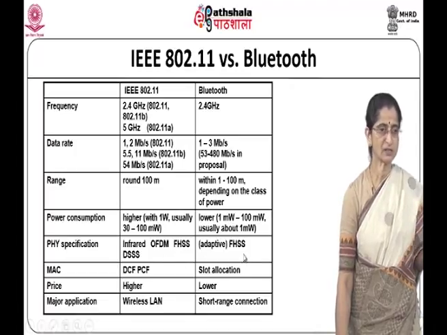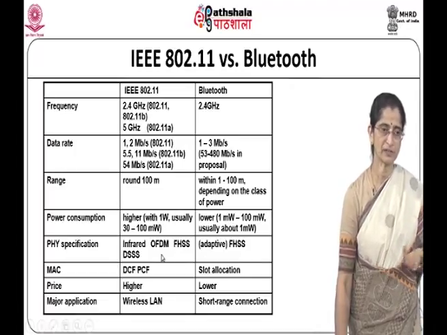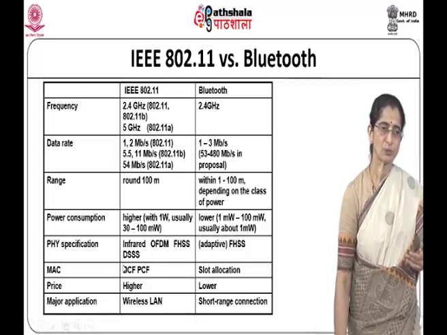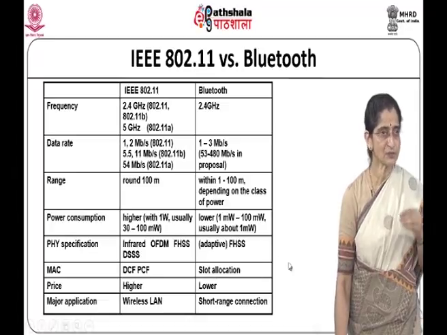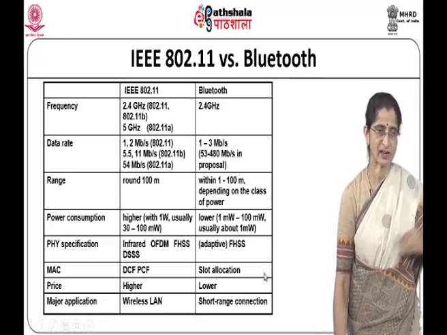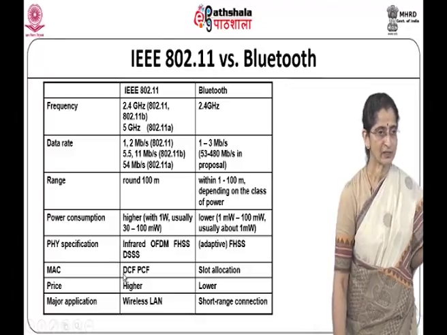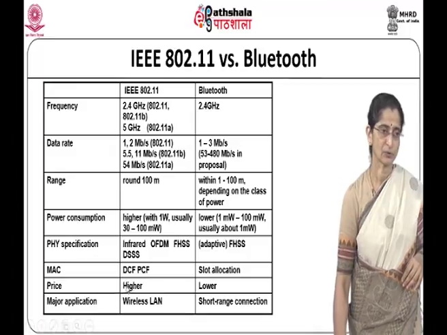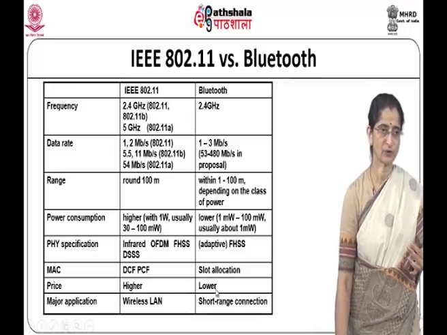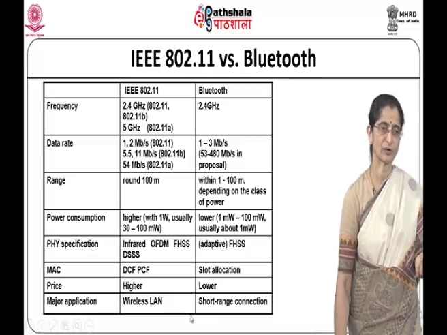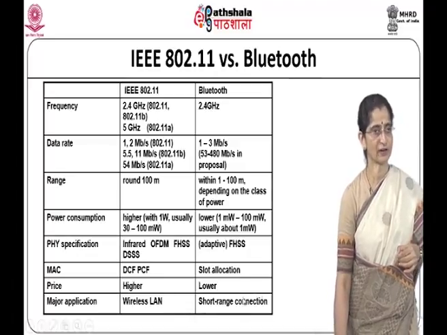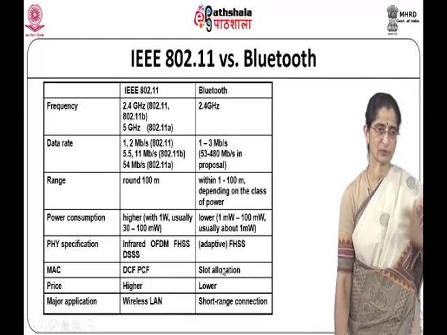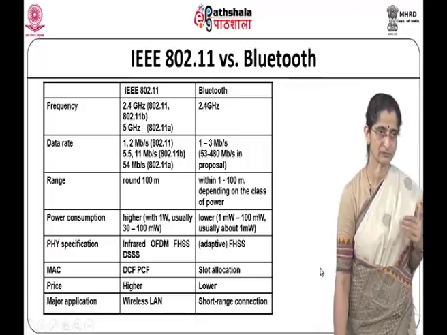And for physical specification, Bluetooth uses only frequency hopping, whereas 802.11 supports many other physical channels as well. The MAC in Bluetooth is done by means of slots. Slot allocation is a way to share the channel, whereas in 802.11 we have the DCF and PCF modes of sharing the channel. Price is of course lower for Bluetooth compared to 802.11, and application is mainly for short range connections, whereas 802.11 is for wireless LAN. So you can compare these two technologies in terms of their purposes.